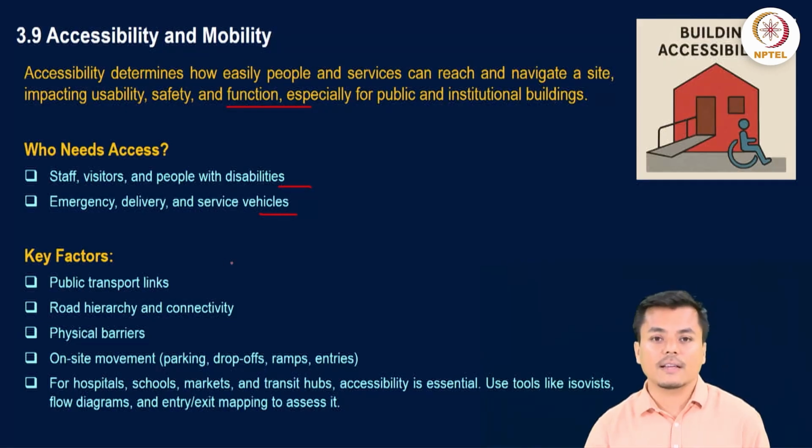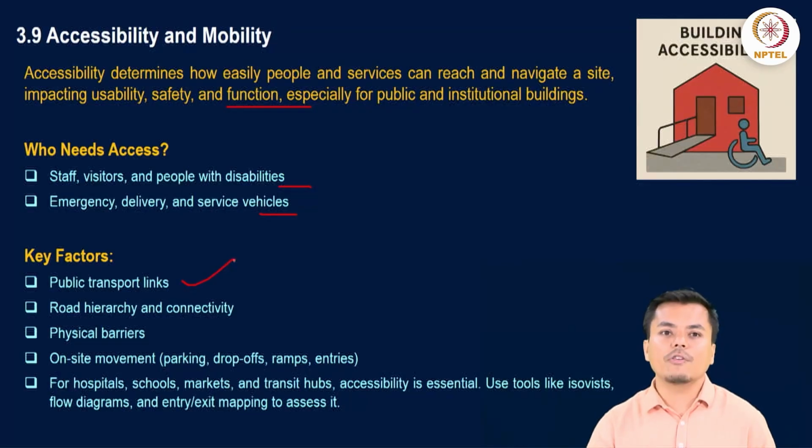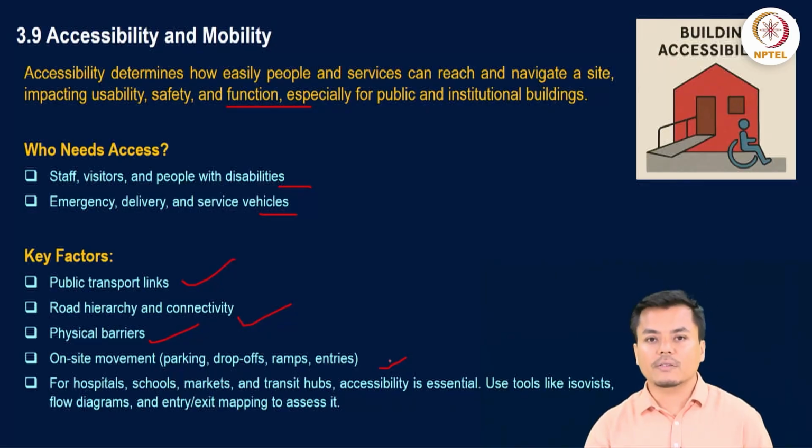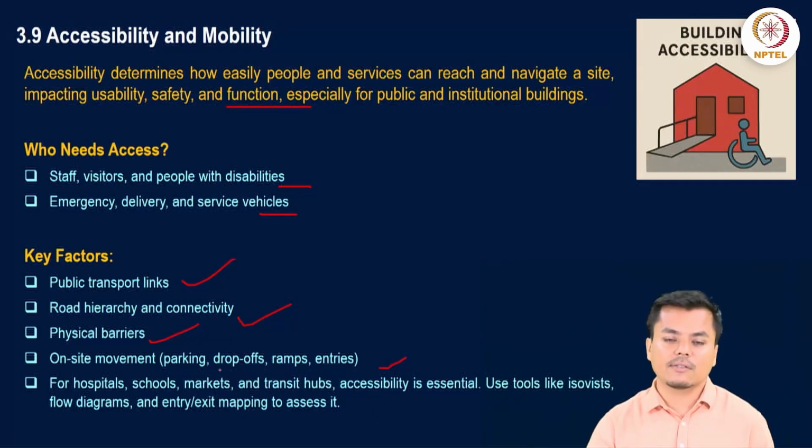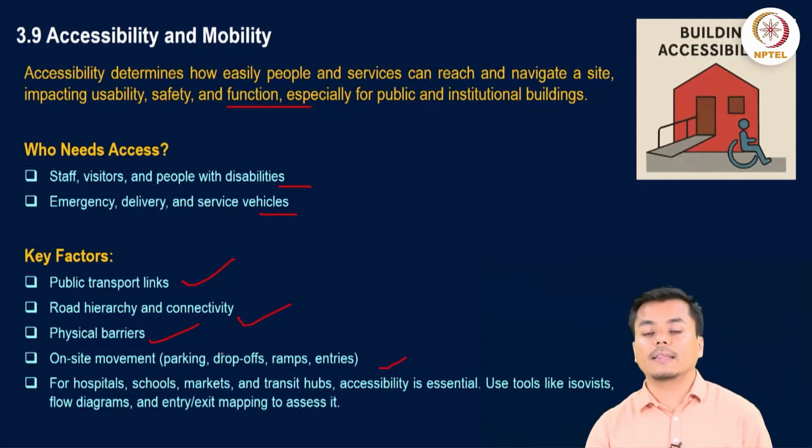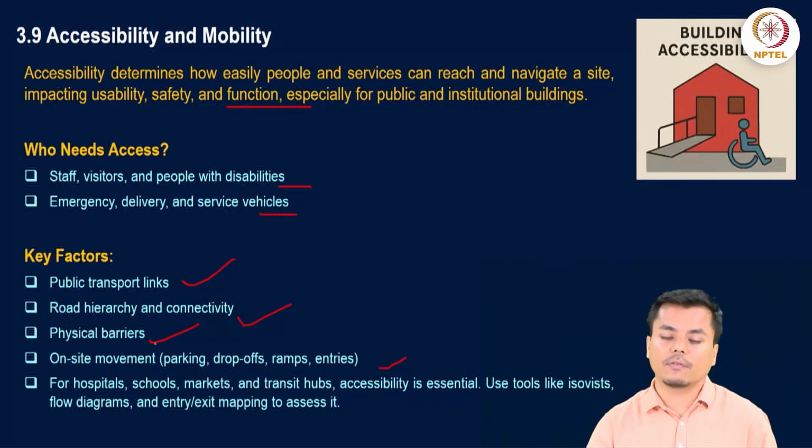The key factors to be thought of in this case is the public transport link. How is the public transport route linked to your site? That has to be understood. Then road hierarchy and connectivity, physical barriers in and around the site, on-site movement, and parking. Where will the parking be located within the site, whether it will be basement or on-site surface level parking, and if it's a mix of both, how much percentage of surface and how much percentage of basement. Basement parking is also determined based on the soil condition of that space.